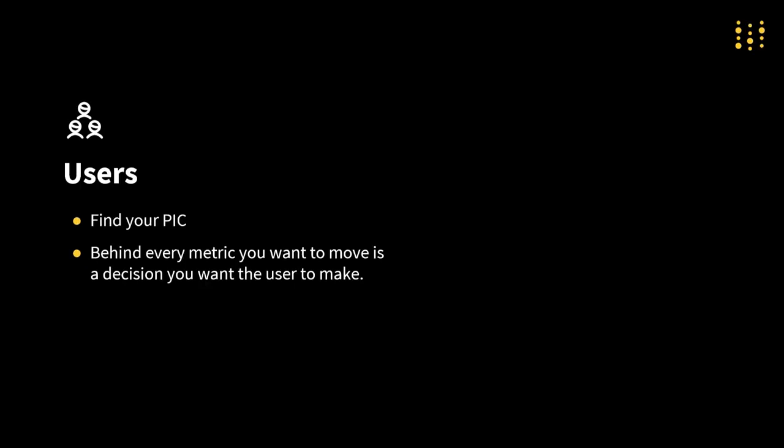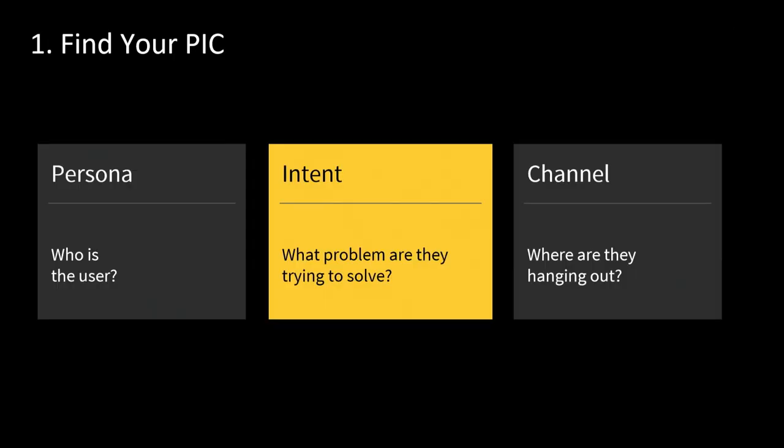All right, fuel. Now we're on to the U. So with users, we wanna find our PIC, which we'll talk about in a second. And then behind every metric you wanna move is a decision you want your users to make. So PIC: persona, intent, and channel.